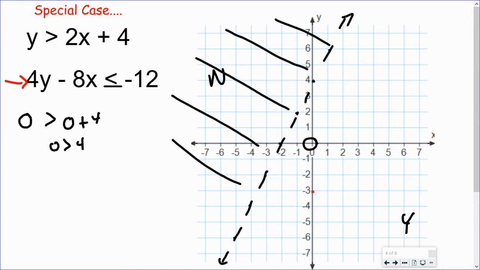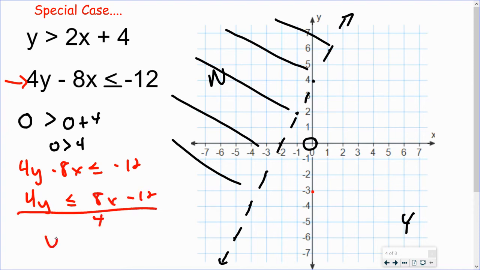So let's solve this one for y. Okay, the first step I gotta do is I gotta get that x over there. And then I'm gonna divide everything by 4. So minus 3. Oh, right now I see a lot of things here. 1, 2, 1. 1, 2, 1. Down to 1. Solid line.